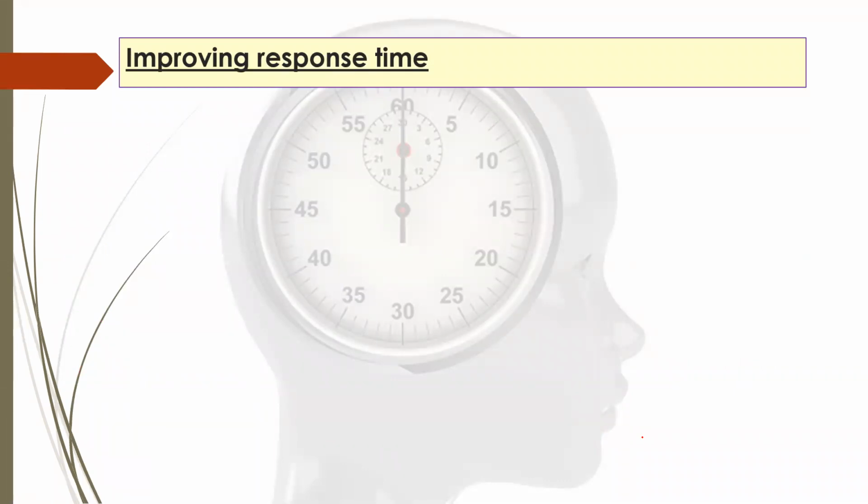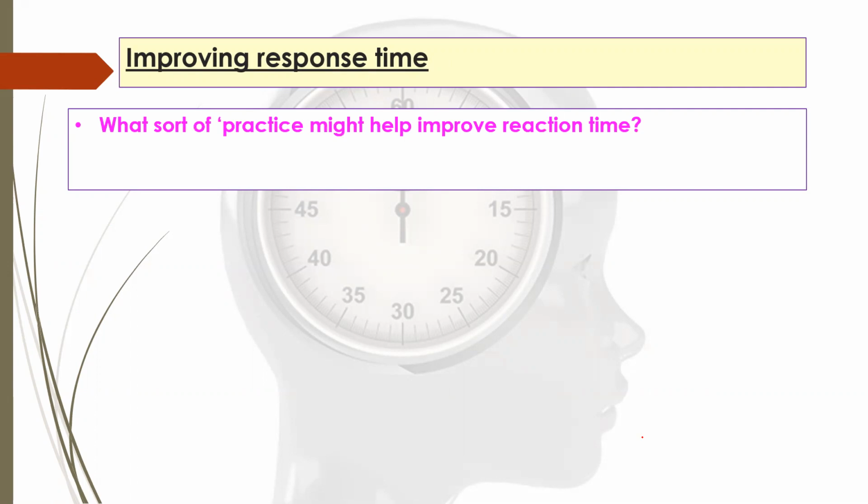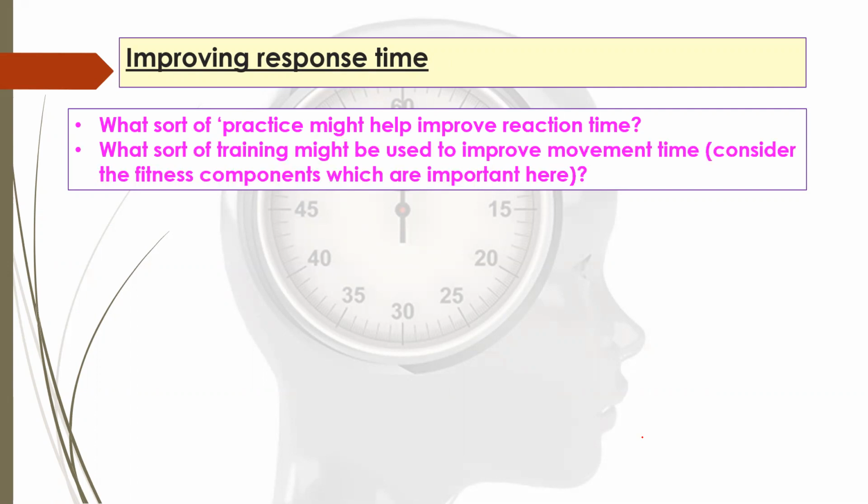So have a think. Now we know what the factors are that can affect it. How can you actually improve it? These are a couple of questions that just might stir the pot a little bit. What sort of practice might help improve reaction time? I think when we looked at types of practice, what sort of practice might help improve reaction time, bearing in mind it's a psychological process. Certainly part of it is a psychological process. So what sort of practice could be done that's going to improve that aspect of your performance?